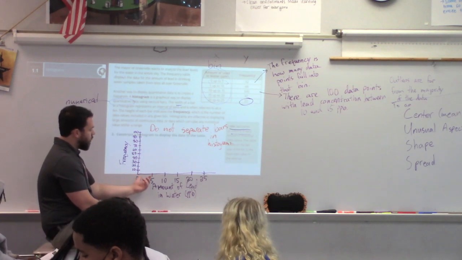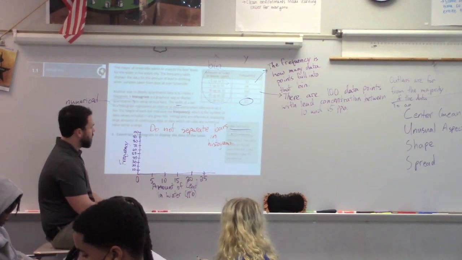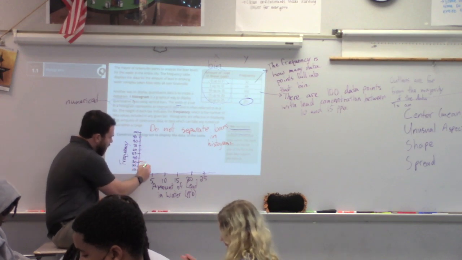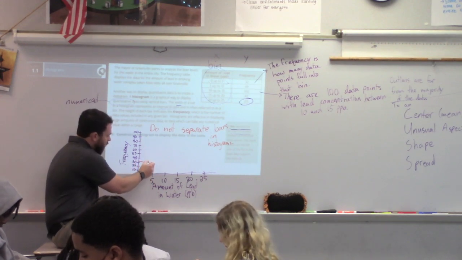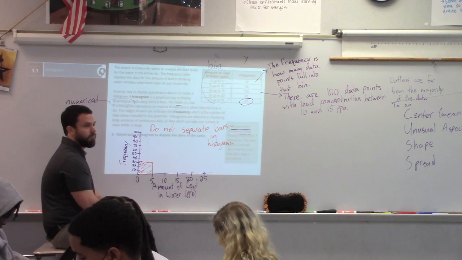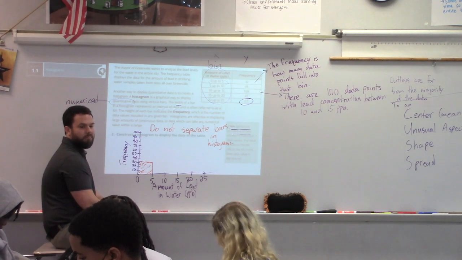So now what's the height going to be for 0 to 5? 32. So I'm going to go just a little bit above 30, and I'm going to draw a little bar there. There we go. So there's my bar. Not perfect, but is it believable?